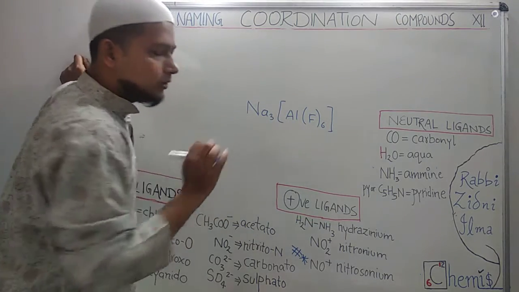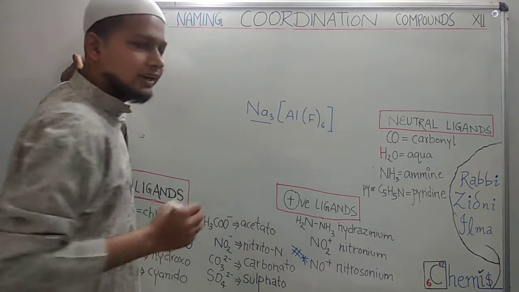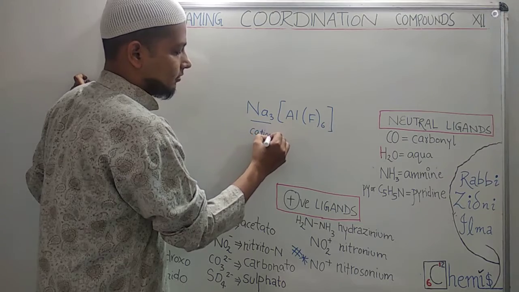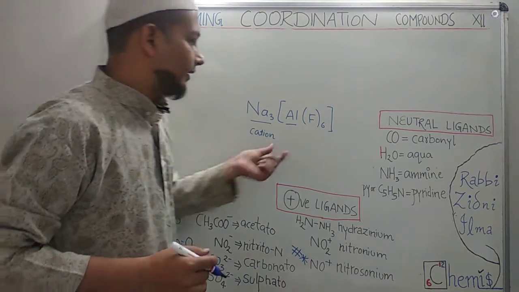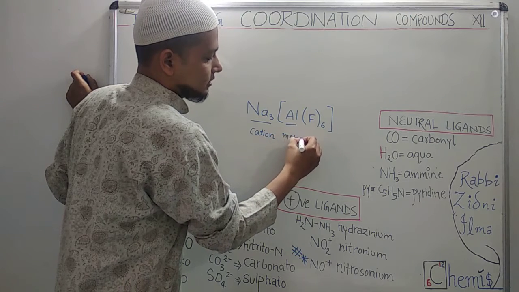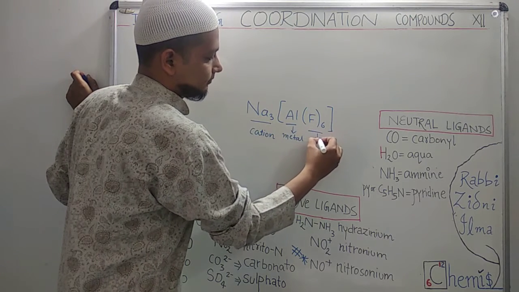Now for any particular complex, this to the extreme left, it is a cation. The first species, the first element in the coordination sphere is what? Our metal, and the rest is what? Ligand.